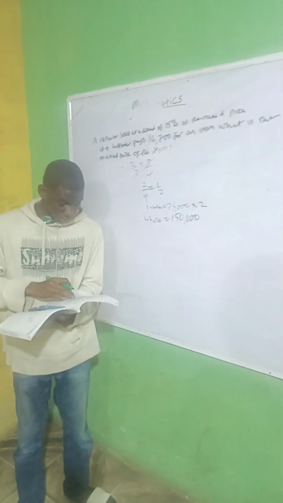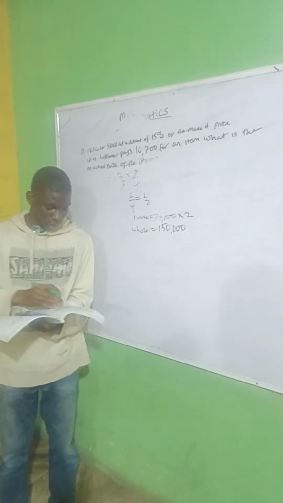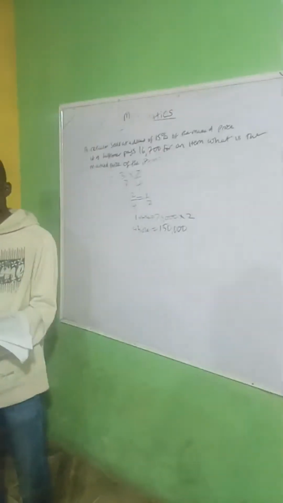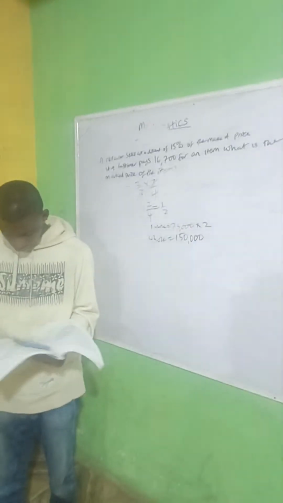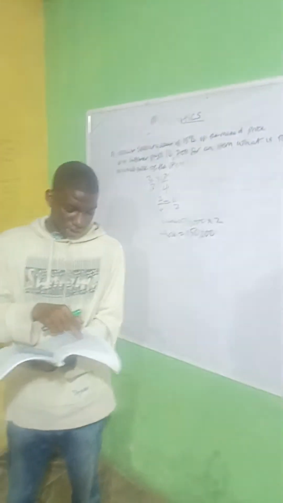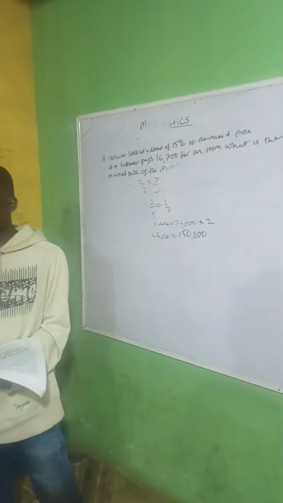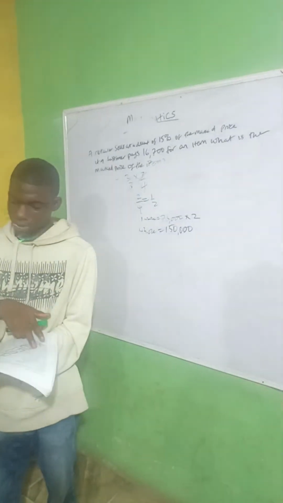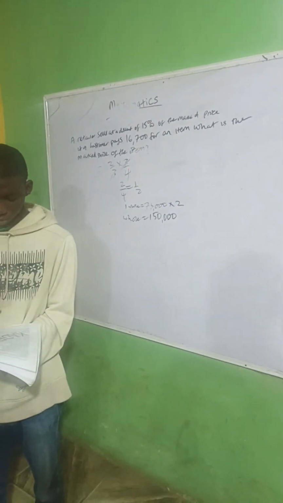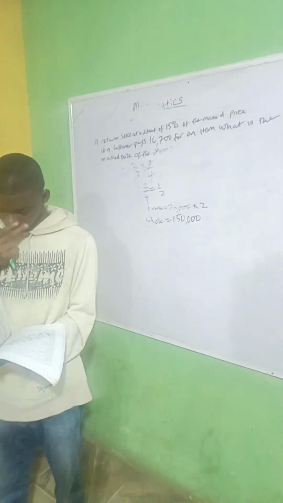So the next question, he said if the ratio of A to B is 4:3, and A is equal to B plus 800, find A and B, the amount.